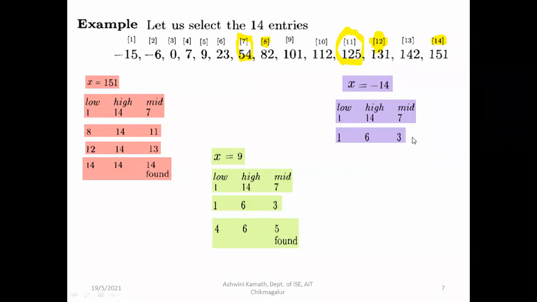So the new mid value will be equal to 3. Here we compare with the third element, that is 0. So minus 14 is less than 0, so search on the left side. Again change the value of high. So it will be 2, that is 3 minus 1. You search in 1 to 2.